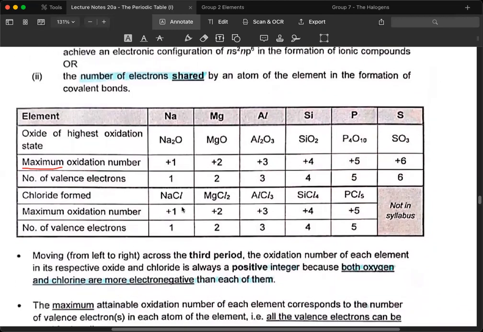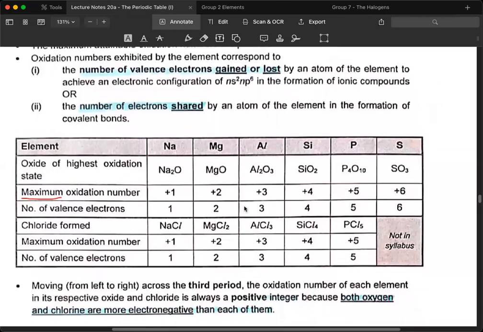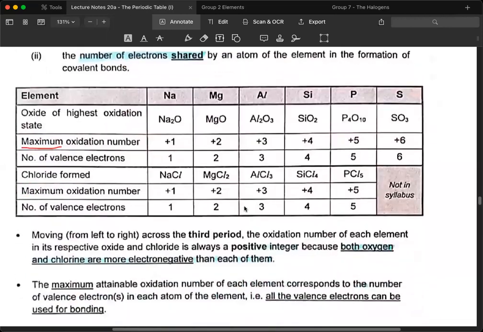So for the chloride form, we have sodium chloride, magnesium chloride, aluminium chloride, silicon tetrachloride, phosphorus pentachloride, okay? And this is not needed in the syllabus. Okay, so we can see that the maximum oxidation number and the number of valence electrons correspond to each other. All right, not to worry.